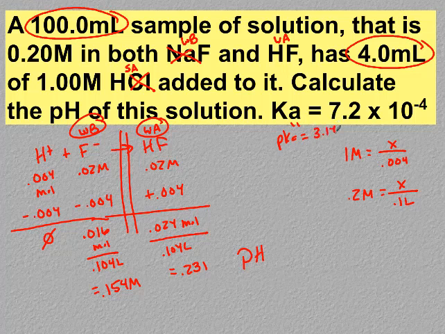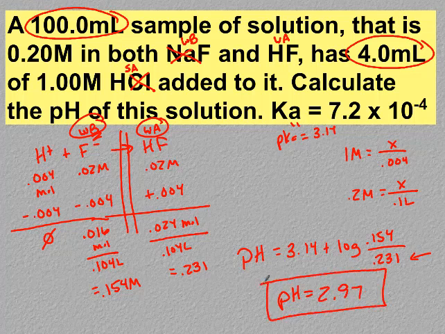is 3.14. So 3.14 plus log of base over acid. It's another reason to label it, so then I can quickly look over here and be like, oh, my base is this one and my acid is the other one. Looking, I have more acid than base, so my pH should be less than my pKa. Plugging it in, I get 2.97, which is less than my pKa.